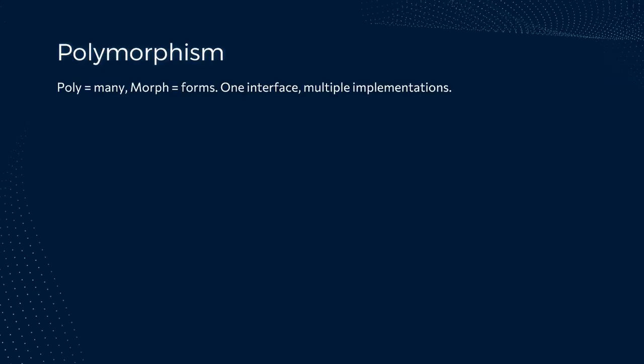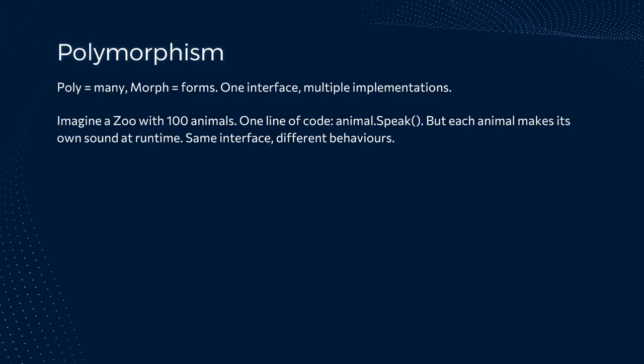Polymorphism. What is it? Poly means many and morph means forms. So one interface and it has multiple implementations. Basically one method, and it could have different behaviors. Imagine a zoo with 100 animals, one line of code, animal.Speak, but each animal makes its own sound at runtime. Same interface but different behaviors.